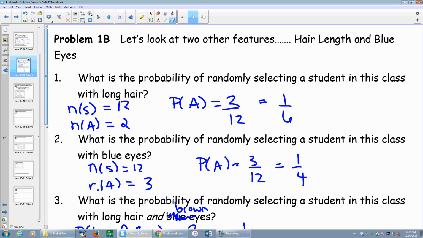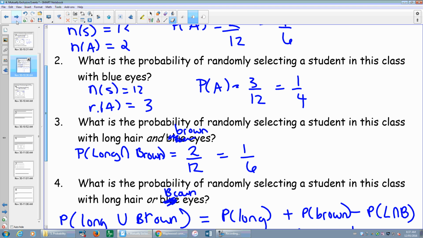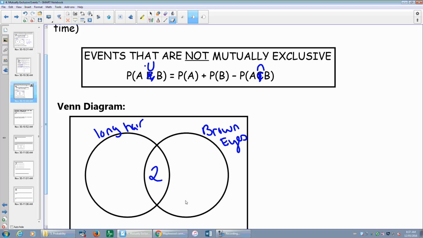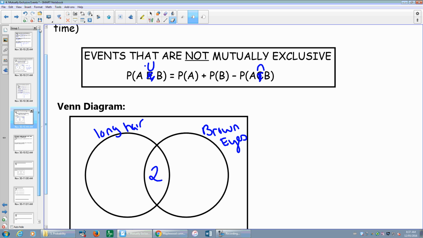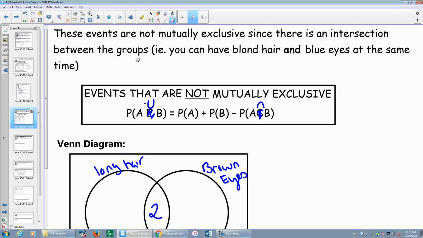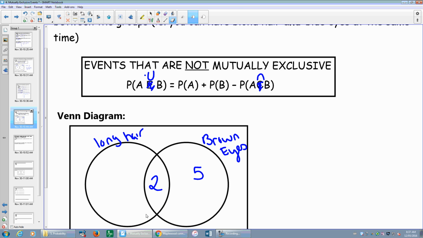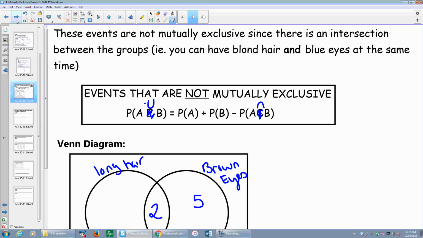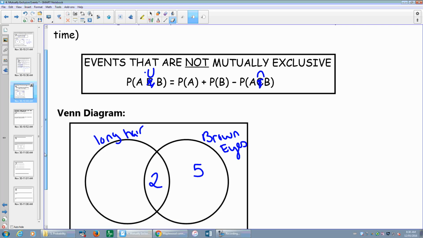The intersection was I had 2 students with long hair and brown eyes. My brown eyes, I originally had 9 students, right? Can you guys check your numbers for me? 7. So here I'll have 7 minus 2 gives me, so I have 5 students with just brown eyes. And my long hair, how many people originally said that they had long hair? 2. So what would I write in that final circle? 0.